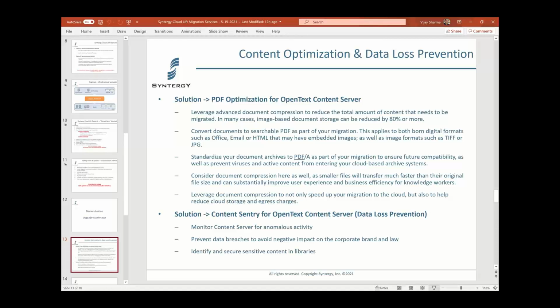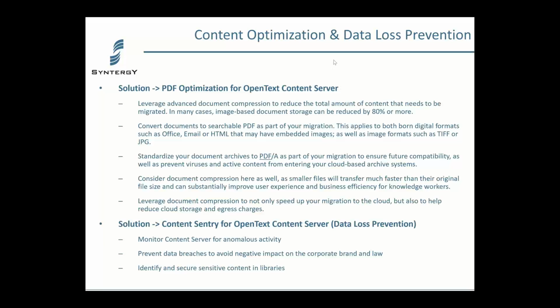one of the things we recommend when you're moving to the cloud is to actually look at your data and optimize it. And this is the second scenario that Robbie Spencer is going to demonstrate. And what we recommend is that, leverage, we've got a partnership with Foxit Software, who's an OpenText partner. They do great stuff with PDF documents.